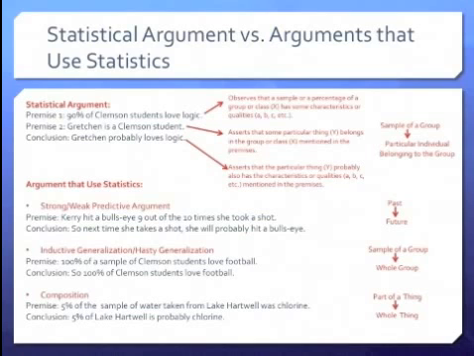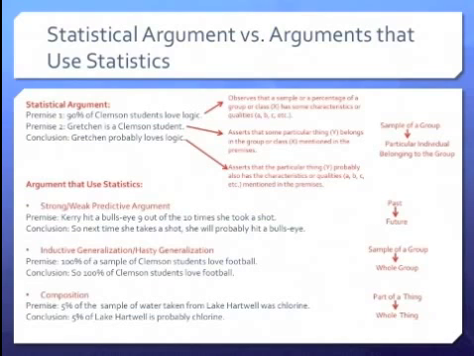Now note that statistical arguments are different from arguments that simply use statistics. Consider, for example, the three arguments shown below. The first is a strong predictive argument. The argument states as its first premise, Carrie hit a bullseye 9 out of 10 times she took a shot. Then as the conclusion, it asserts that so next time she takes a shot, she will probably hit a bullseye. Notice how the premise cites information about past events and the conclusion makes a prediction. Also notice that this argument uses a statistic in its premises.